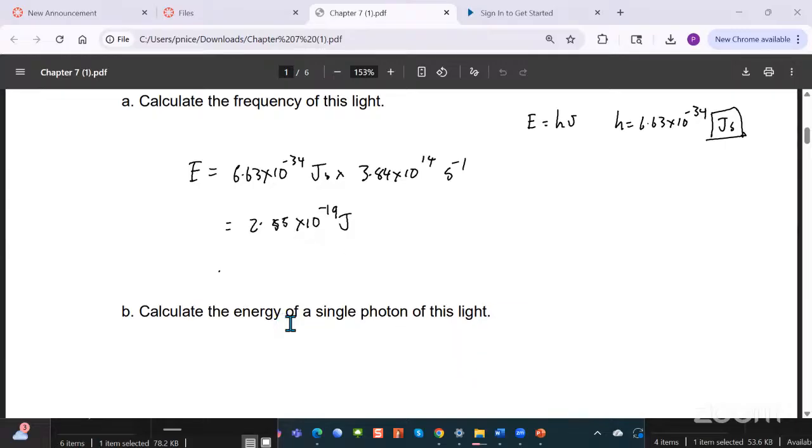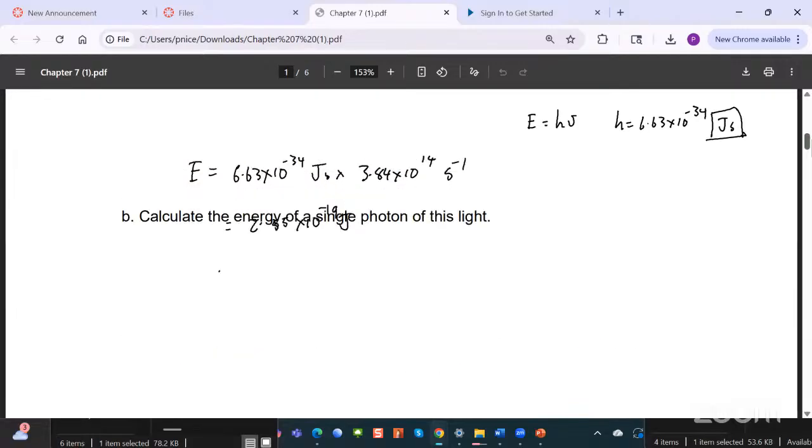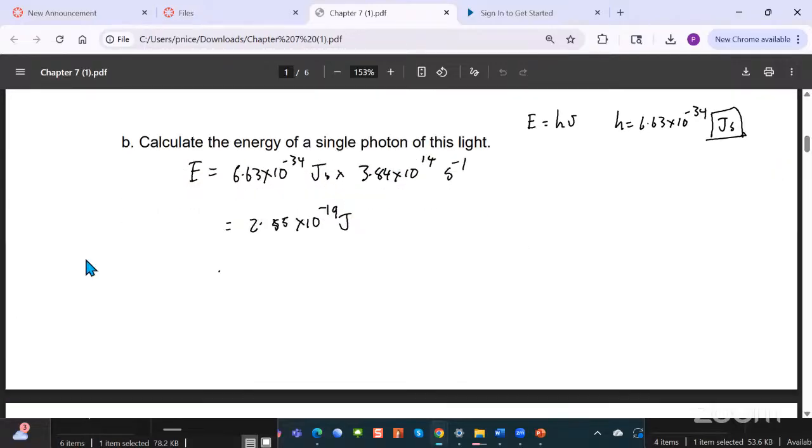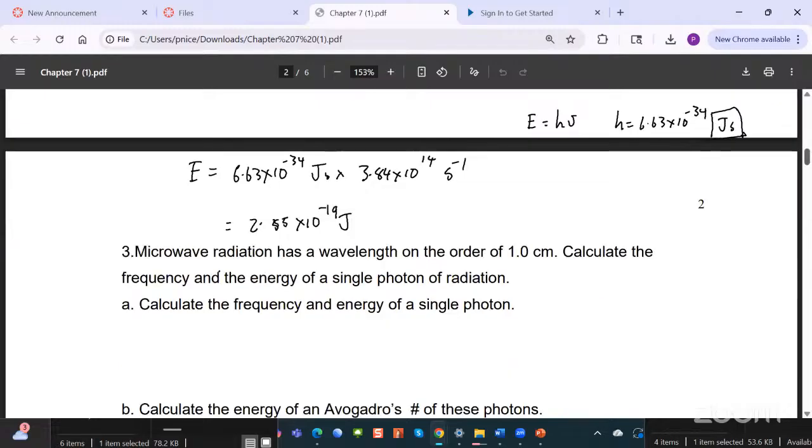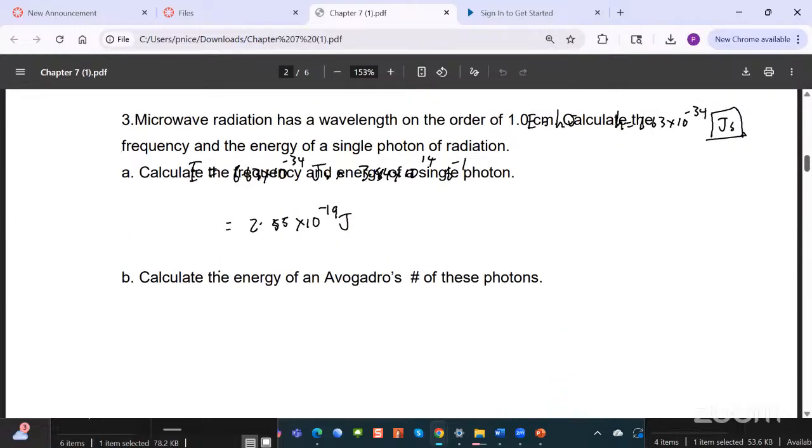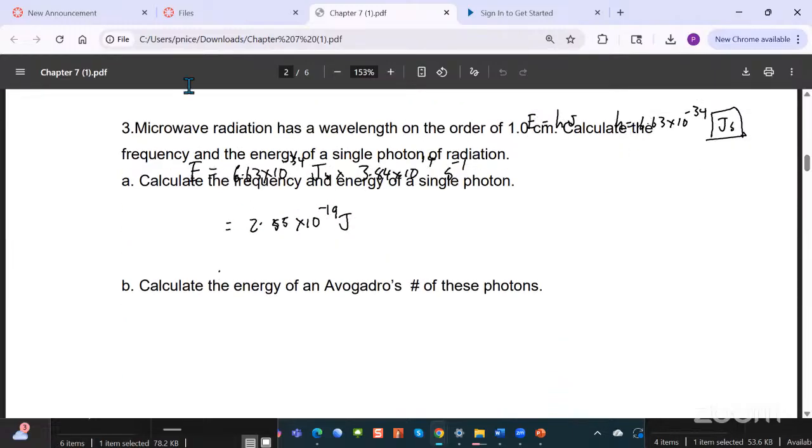Okay. So that's the answer to the B part. Okay? Any questions about this? Any questions? Okay. Let me scroll down to number 3. Let me clear this.